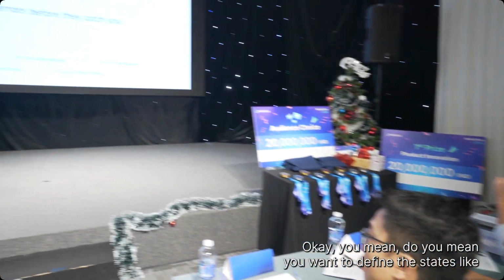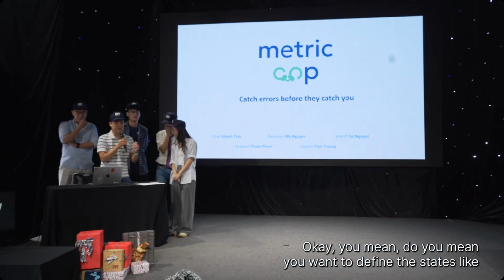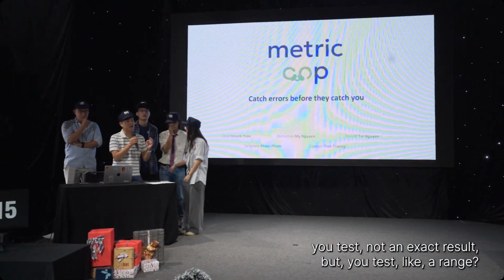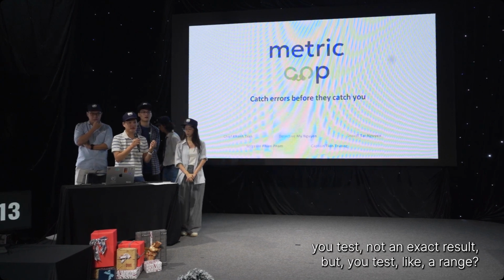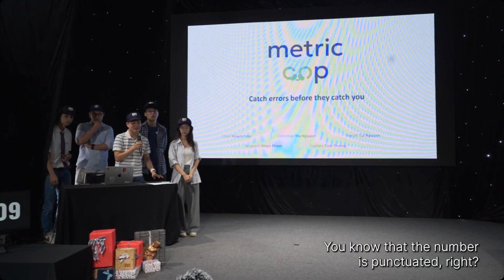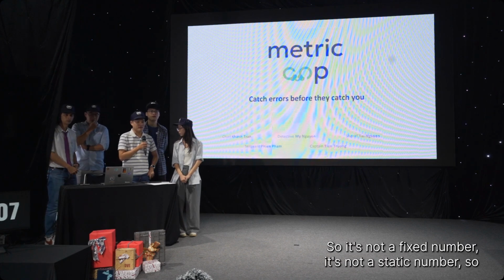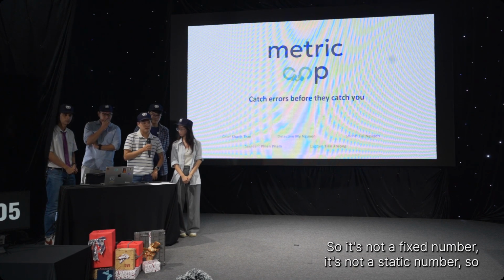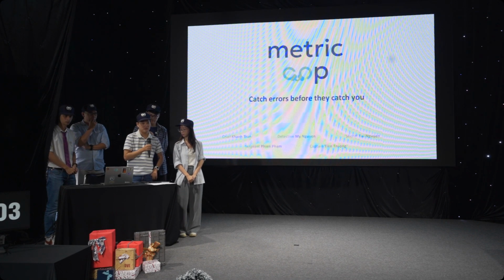Oh, okay. Do you mean you want to define a test where you test not an exact result, but a range? Yeah. You know that the number fluctuates, right? So it's not a fixed number, it's not a static number. So how do we define that?